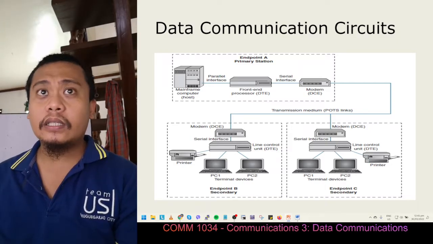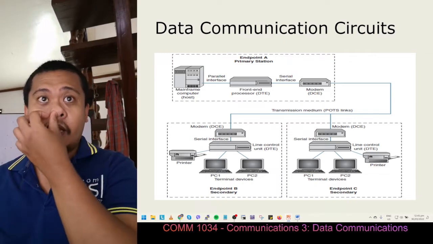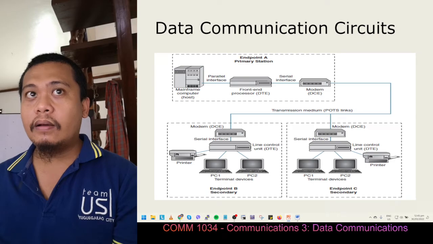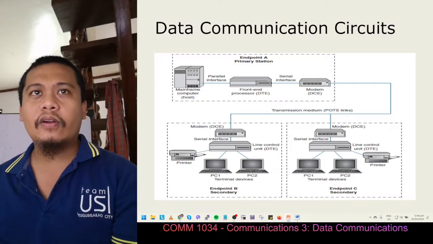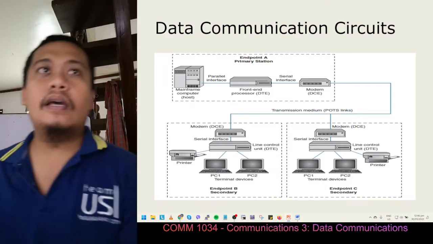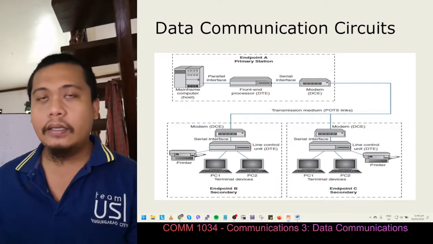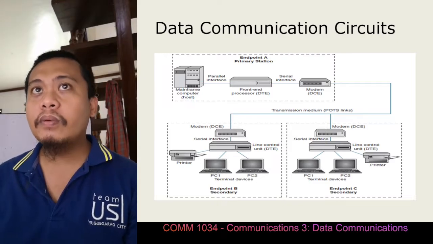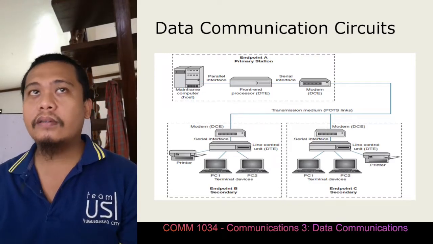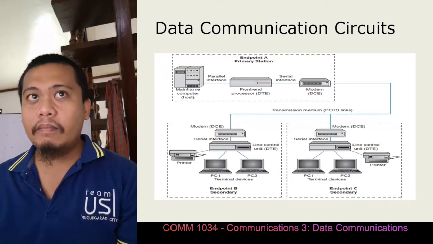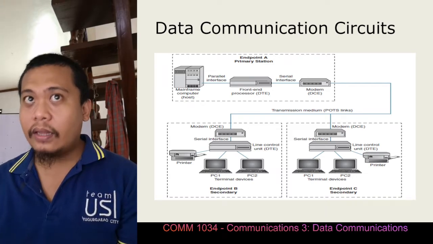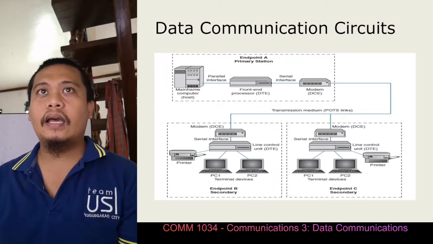So, the primary station is responsible for establishing and maintaining the data link and for ensuring an orderly flow of data between itself and each of secondary stations. So data flow is controlled by an application program stored in the mainframe computer at the primary station. So the primary station, there are mainframe computer, a front-end processor, which is a GTE, and a data modem. At the secondary station, there is a modem, a line control unit, and a cluster of terminal devices.